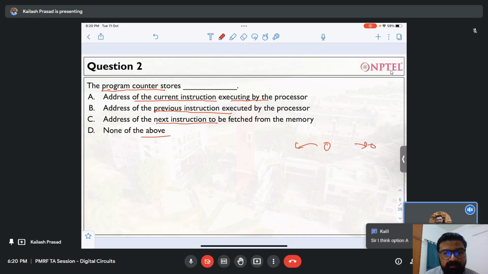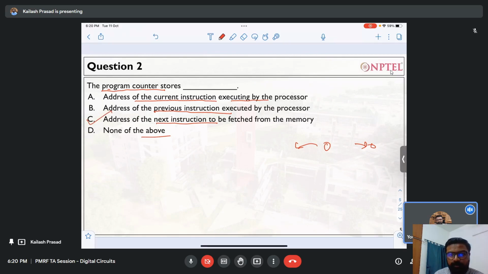Anybody wants to answer that? Khalid is saying the answer is A, the address of the current instruction. Anybody else? Neeli Sethi Komali is saying the answer is C, the address of the next instruction to be fetched from the memory. We have two options, A and C. What about others? Usha is also saying C. So majority wins, and the answer is C.